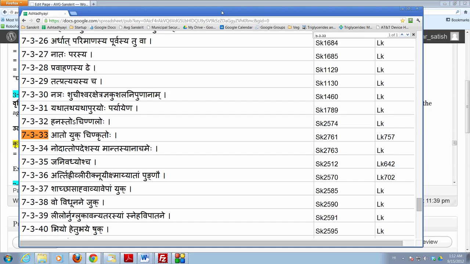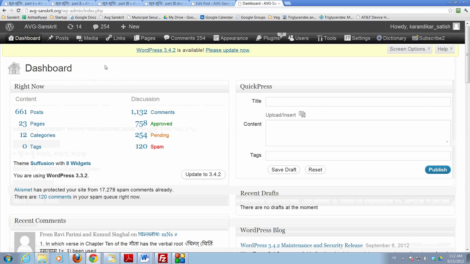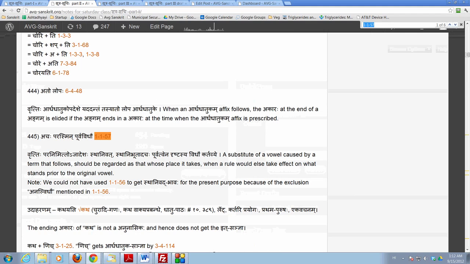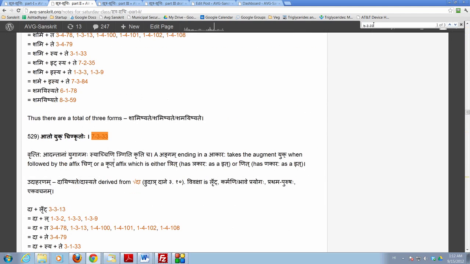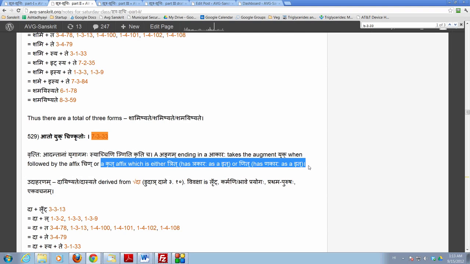So this 7.3.33 was made possible because it requires this affix to have nakara or the chavarga panchama nyakara as it. These are all the angakaryani which we have studied before, so we should be making use of them. So here we have studied 7.3.33 ato yuk chinkrutoh: an anga ending in akara takes yuk agama when followed by a chin or a krut affix which is either nyit or nit. So these operations are made possible because the affix nul has nakara as an it.